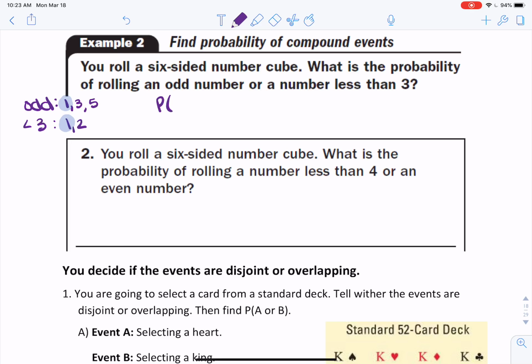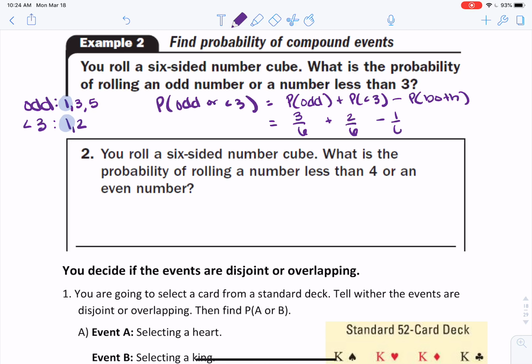So the probability of an odd or less than 3 is equal to, so we need to take the probability of rolling an odd number plus the probability of rolling something less than 3 minus the probability of both of them. So the probability of rolling an odd number is 3 out of 6 plus 2 out of 6 minus, there's only one chance that it's odd and less than 3, so that's 1 out of 6. So 3 plus 2 minus 1, that gives us 4 out of 6, or 2/3.